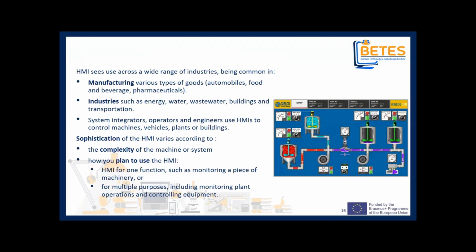HMIs are used in manufacturing, from automobiles, food and beverage, and pharmaceuticals to industries such as energy, water, wastewater, buildings, and transportation. They are used by system integrators, operators, and engineers. And the sophistication of the HMI varies according to the complexity of the machine or system and how we plan to use the HMI.